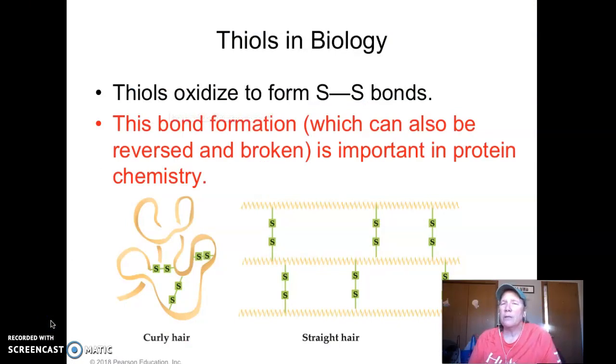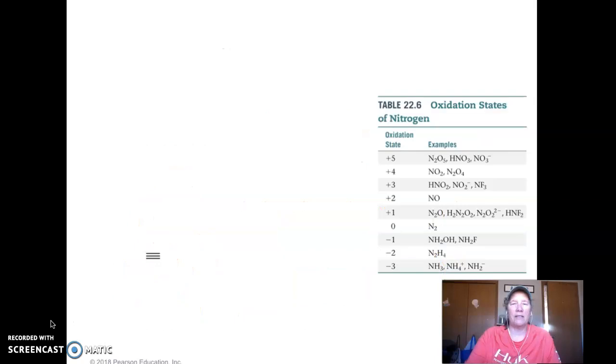Anyway, when you're talking about sulfur-sulfur bonds, you can see curly hair versus straight hair. They join up together. You know, this can be reversed and broken. It's important in protein chemistry, those sulfur-sulfur bonds.